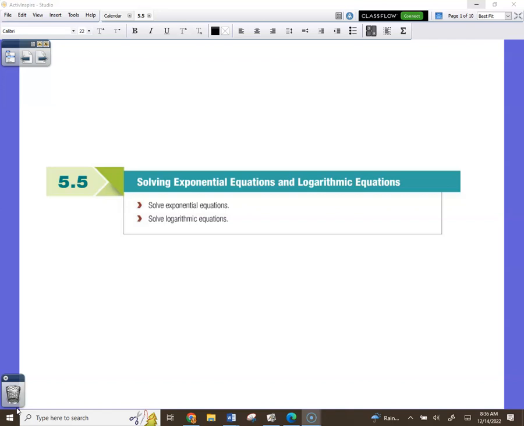A lot of these, because they're multiple choice, a lot of these you can check your answers by working backwards from the answer choices. Like if it says solve, right? Yes, exactly. So keep that in mind.